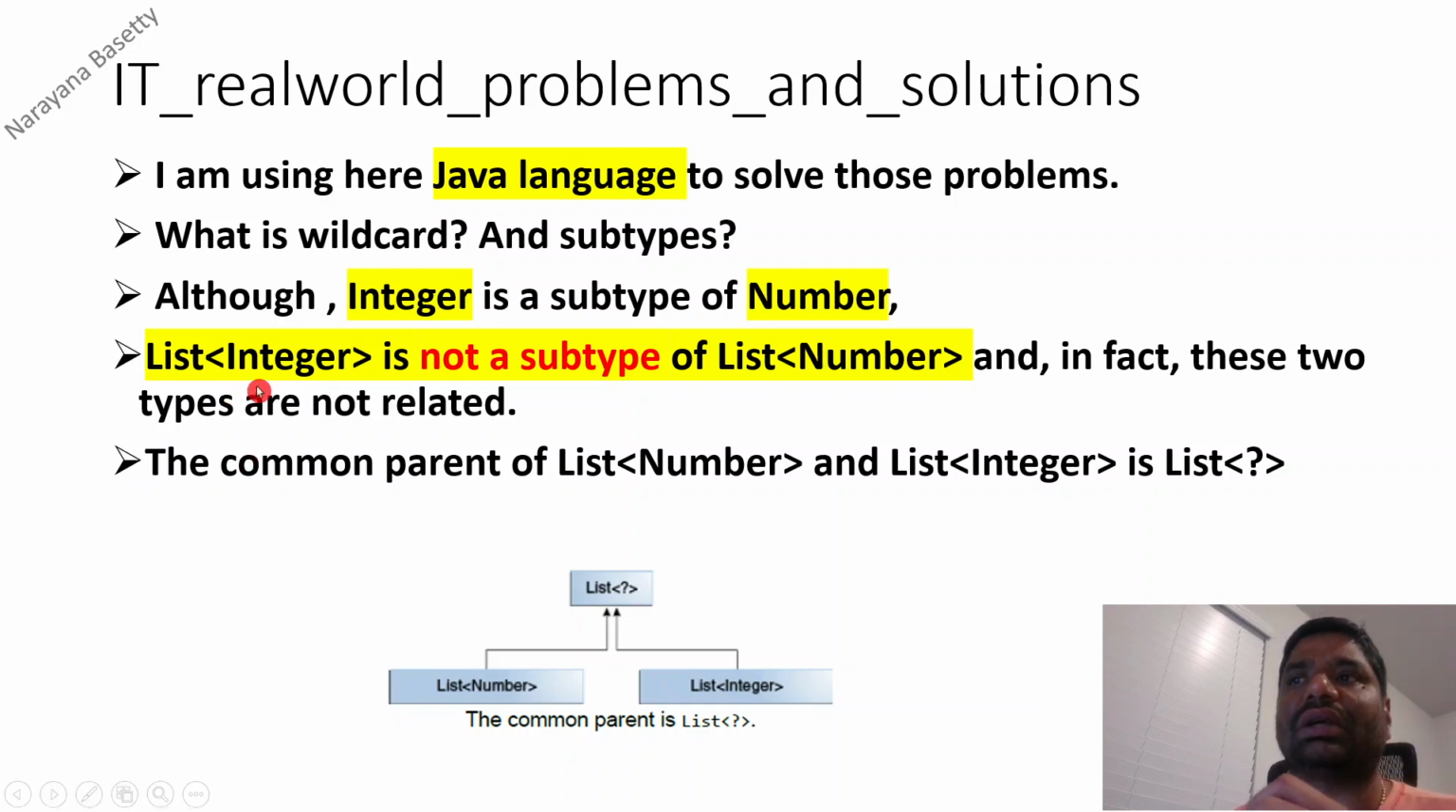To define a similar type of list generic type, we will use a wildcard representation. For List<Number> and List<Integer>, the common parent type is the wildcard List<?>. So the same, you can see it, list generic type of wildcard: you can have List<Number> or List<Integer>.